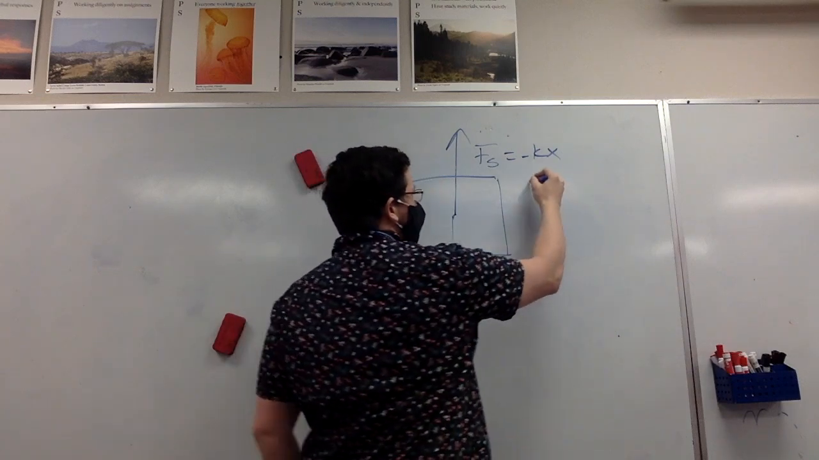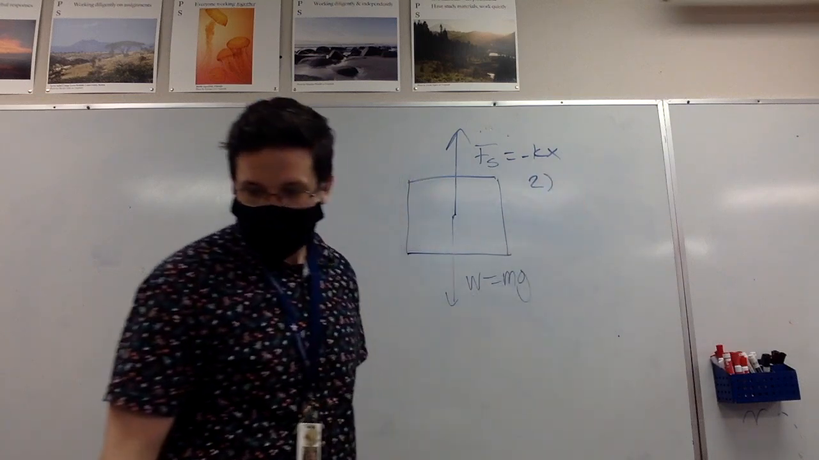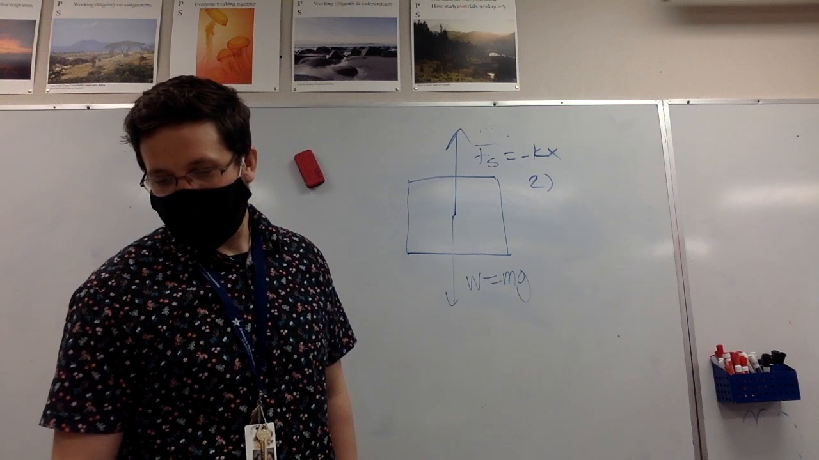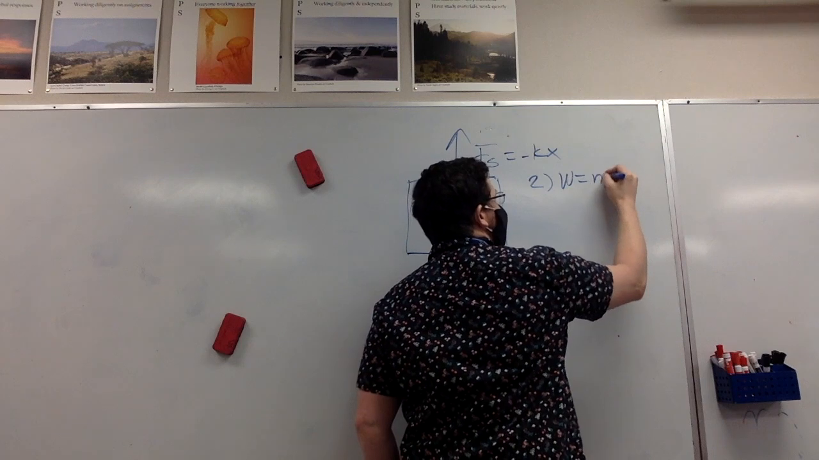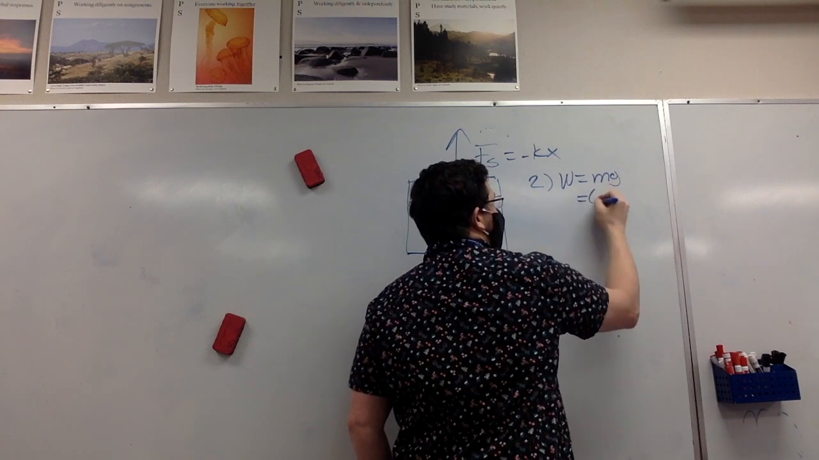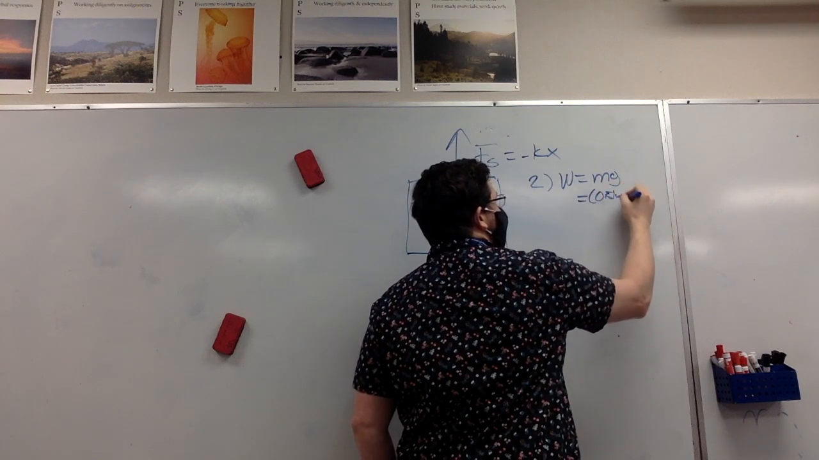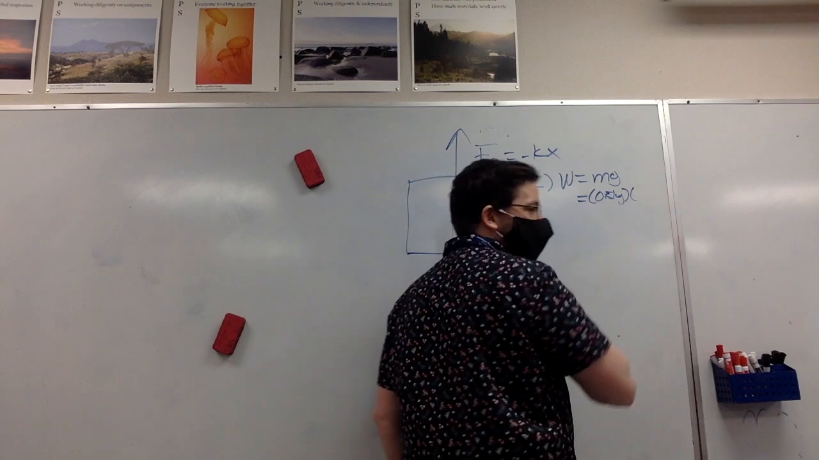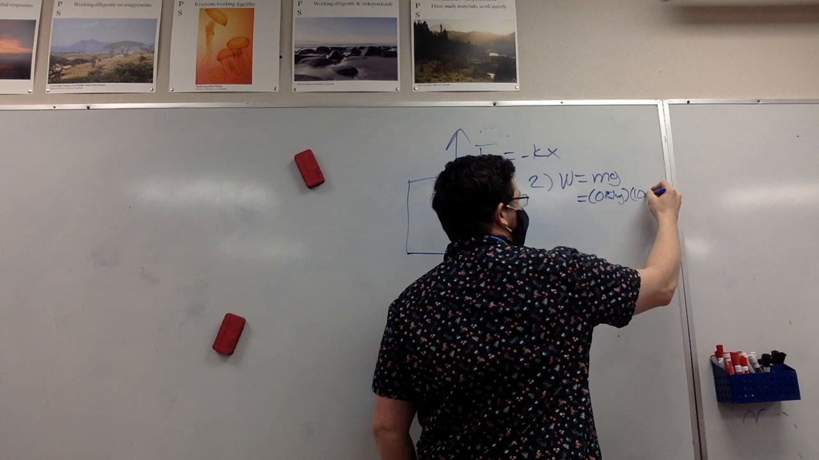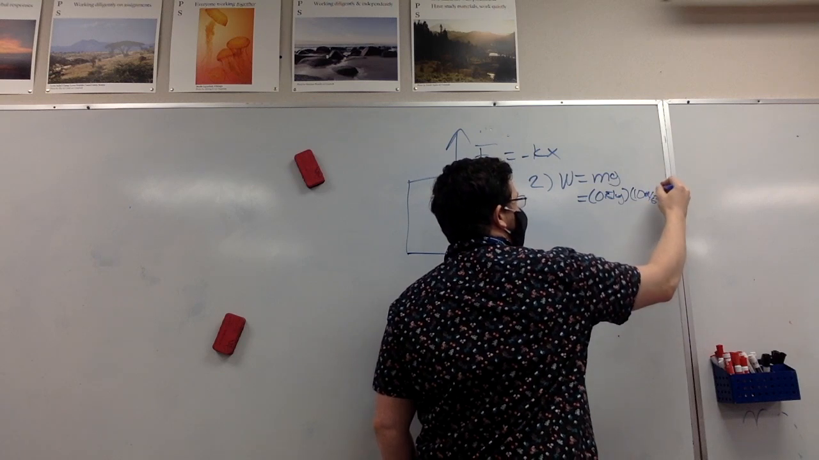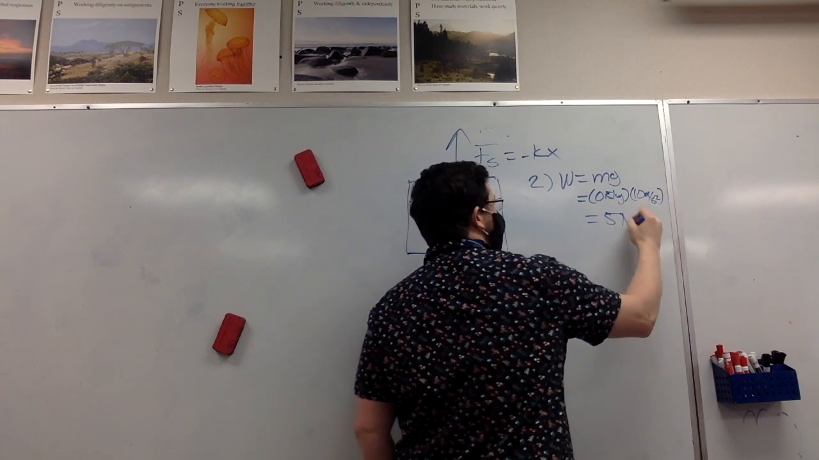All right, number 2. The mass of the load is 0.5 kilograms. What is the weight? I'm just going to use W equals mg. The mass is 0.5 kilograms. g is 10 meters per second squared, giving me 5 newtons.